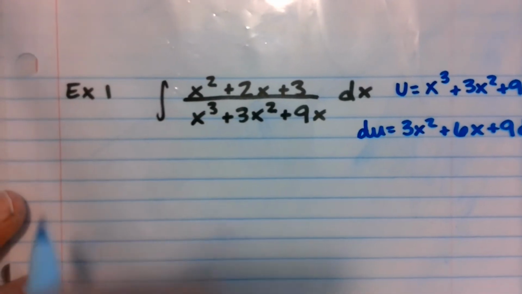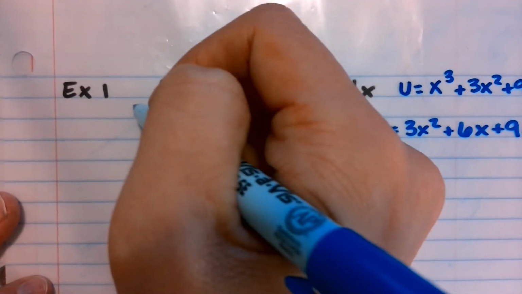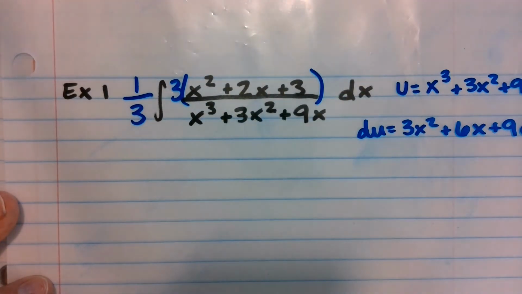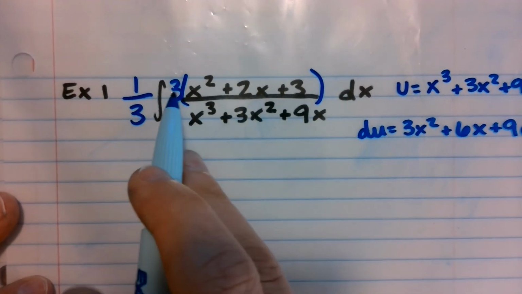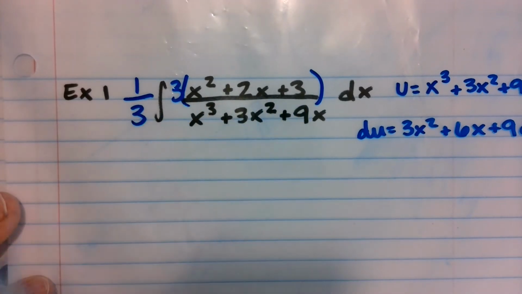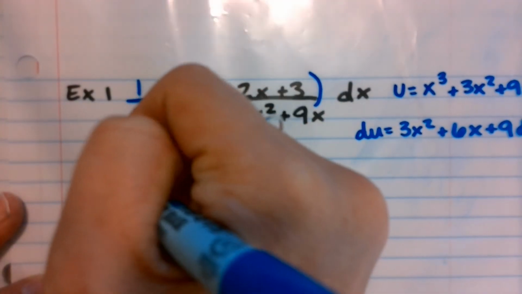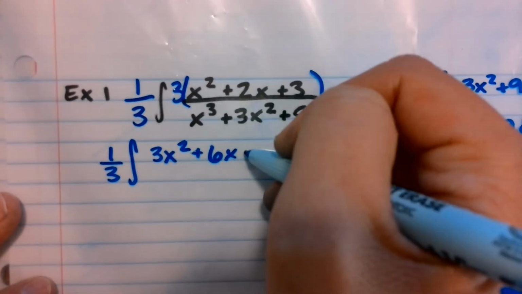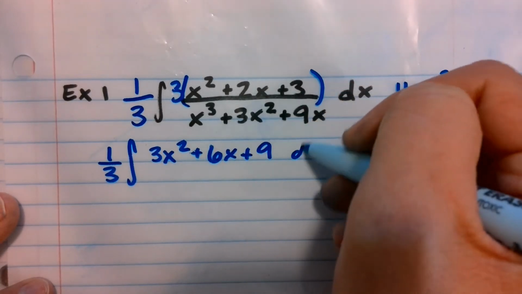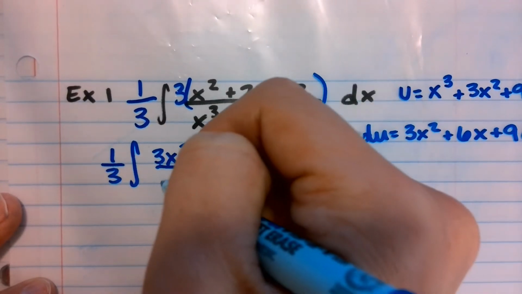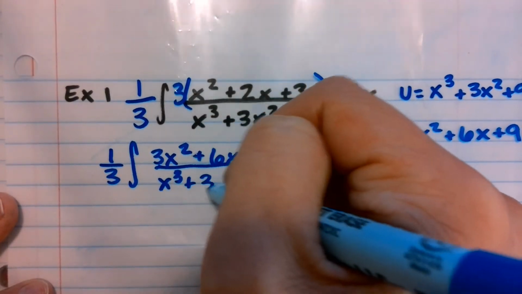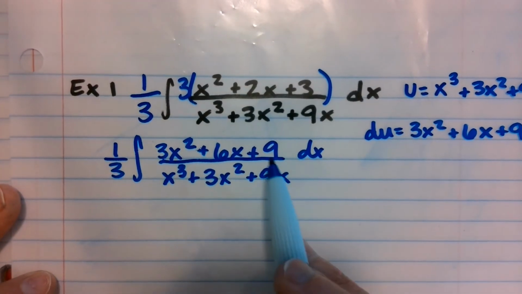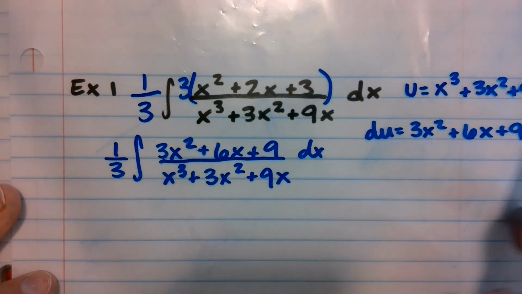So what we're going to do over here is multiply the whole thing by 3 over 3. Remember, we can put it wherever we need to, so we're going to put the 3 with the numerator. The other one, the 1/3, is just going to hang out front. And if I go ahead and distribute my 3 to the numerator, I can see that it does end up looking exactly like I need it to. So we end up with the whole numerator and dx being the du.